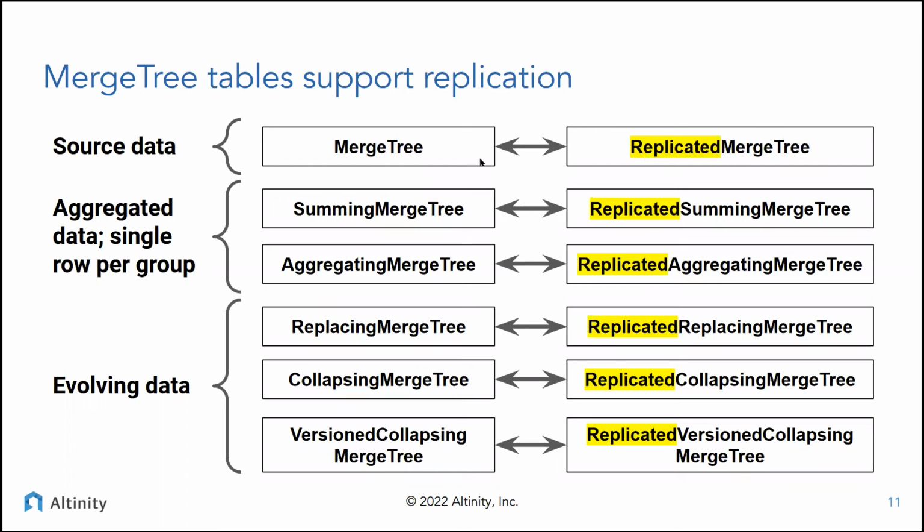So for example, instead of an ordinary merge tree table, you would have replicated merge tree. This table type is identical in virtually every way to merge tree. It's just that in addition to all the other things that merge tree does, this one will automatically replicate any data that it receives to other tables.